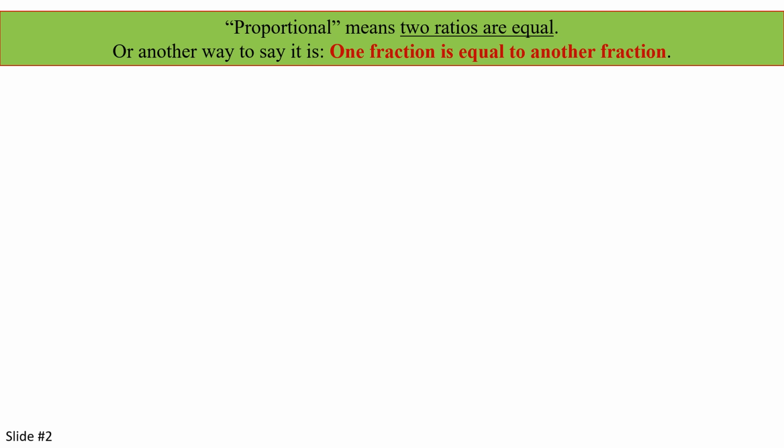Proportional means two ratios are equal. Another way to say it is one fraction is equal to another fraction. Here are some examples: 1/2 equals 3/6, 7/9 equals 21/27, 12/15 equals 4/5. Each of these is proportional because the ratio 1/2 does equal 3/6, the ratio 7/9 does equal 21/27, and the ratio 12/15 does equal 4/5.